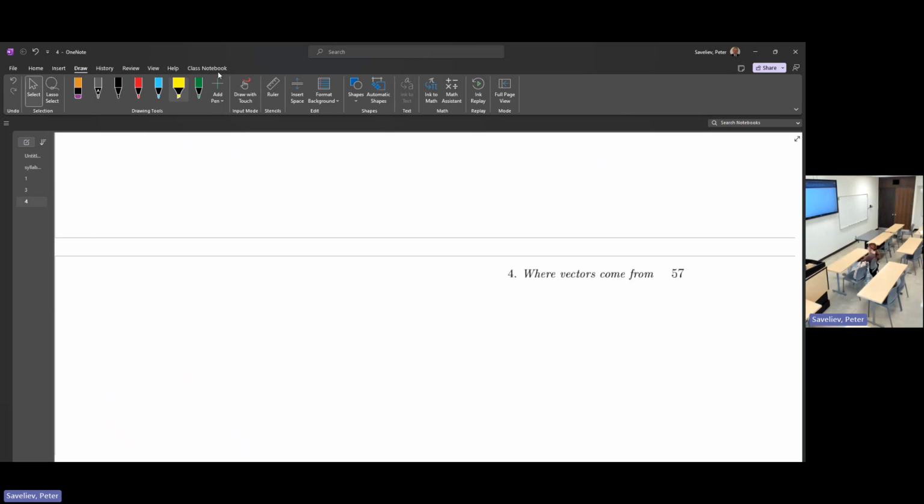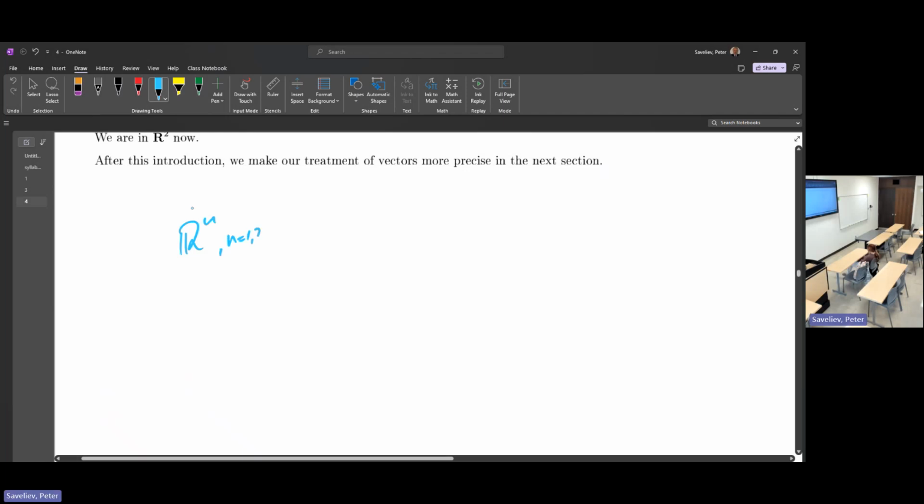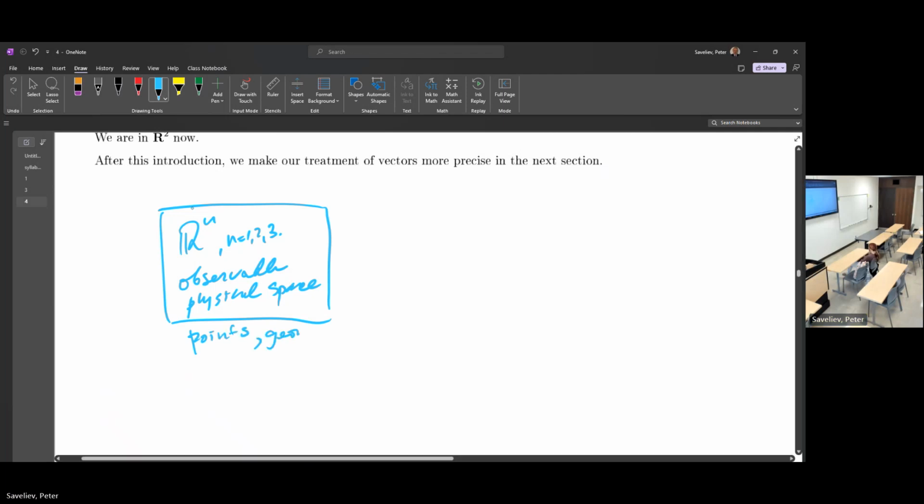So let me try to summarize what we've got here. We have R^n, let's say n equal to 1, 2, 3. What is it? It is the observable physical space. If we stay there, then we have points, and we have geometry. And we have also developed vectors and the vector algebra. For the time being, that's sufficient.